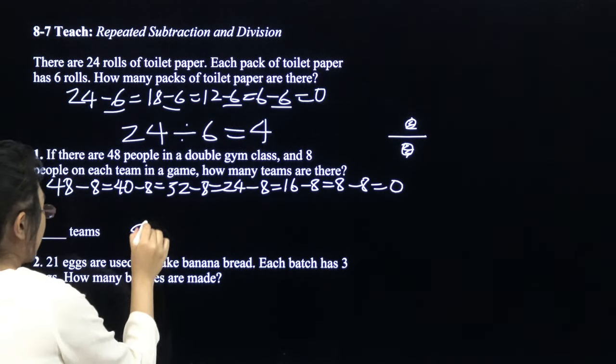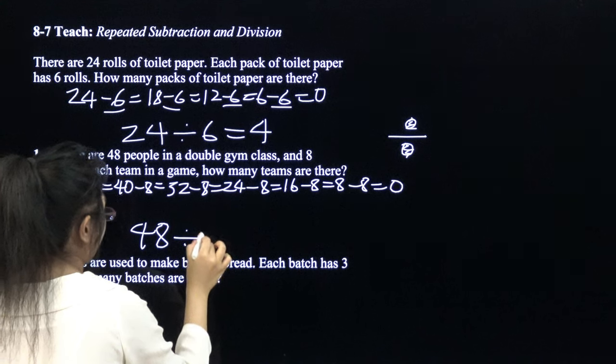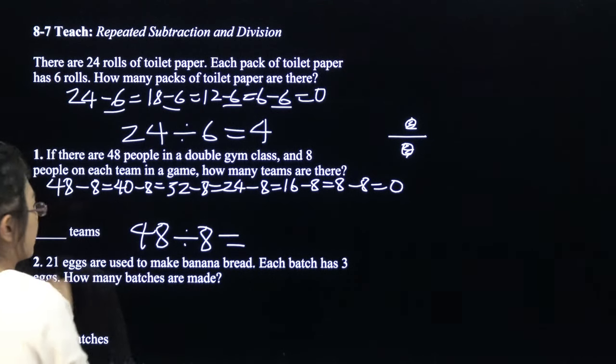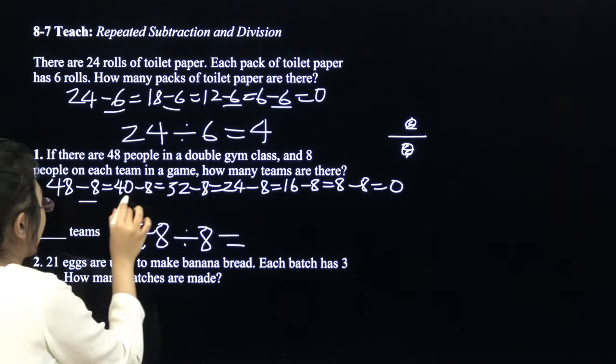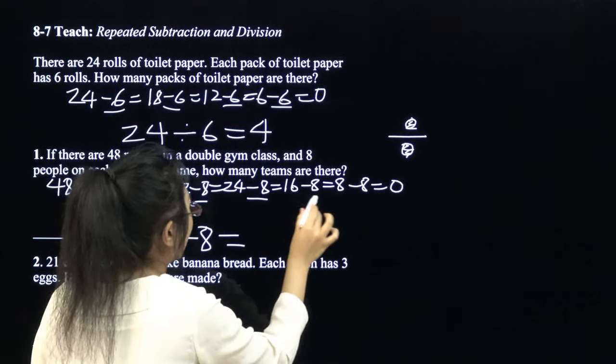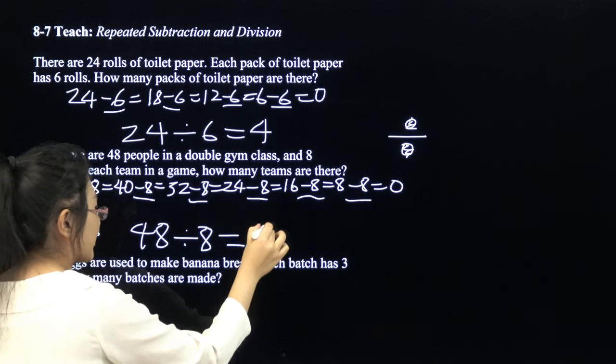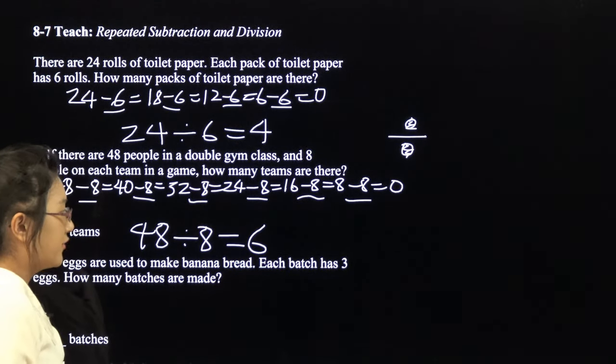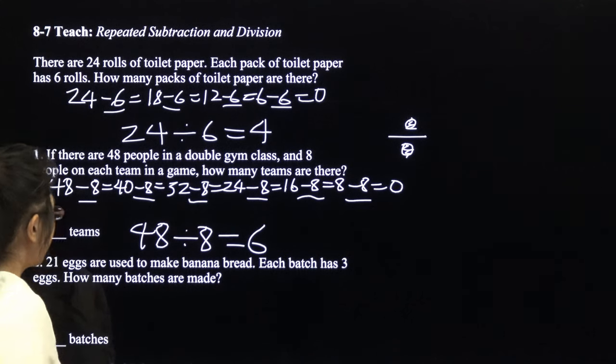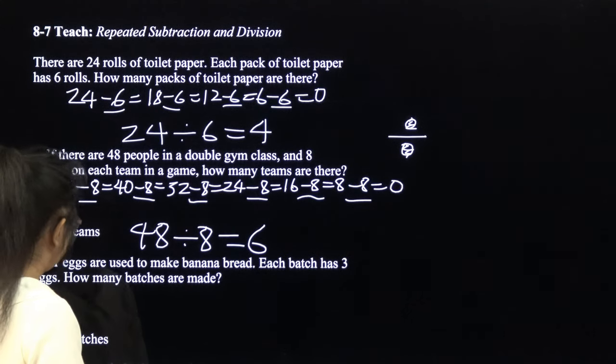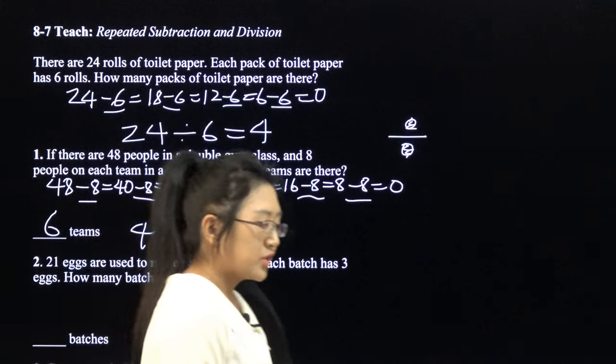Okay. So 48 divided by 8 is how many times did we subtract 8? 1, 2, 3, 4, 5, 6. 48 divided by 8 is equal to 6, which means that there's 6 teams. Moving on to the next question.